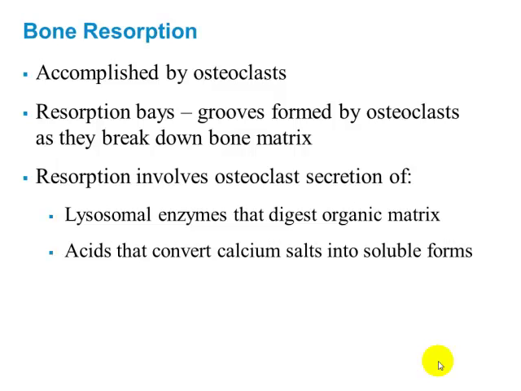To get the minerals out of the matrix, they're going to use acids. Okay? Acids will actually take those calcium salts and convert them into soluble forms. So we now have the calcium ion, the phosphate ion, in a way they can go back into solution. And they're actually going to get pulled out of this hard form and into a form that can go into liquid, and they'll be moved then into the blood usually.